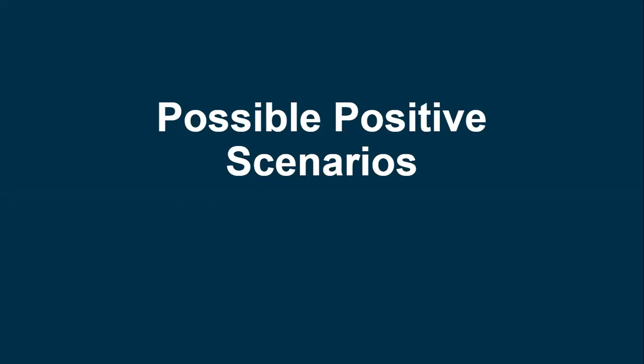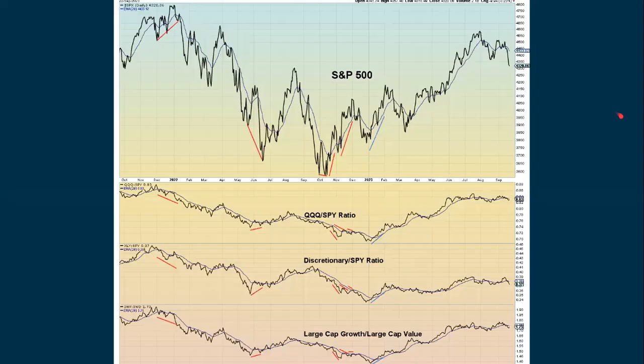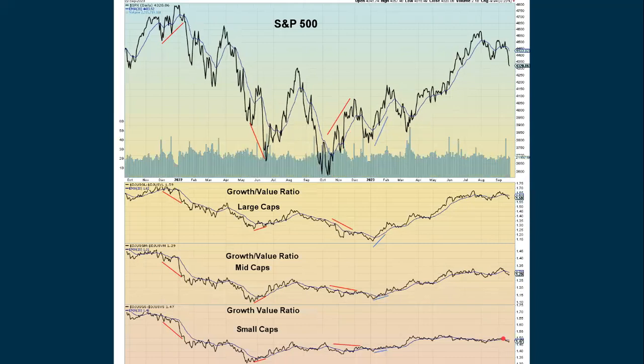There's also other charts that we look at where we compare growth versus value. And that's the first chart that we see. We compare the QQQs, which is more growth, when compared to the SPY, and it's been pretty much chopping sideways. Discretionary, which has been doing better in 2023, is also seeing some weakness, and we compare large cap growth with large cap value, and it's also underperforming. Then we have some growth to value ratios. The large cap is showing weakness, the mid caps and the small caps.